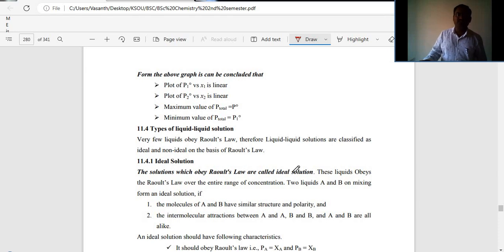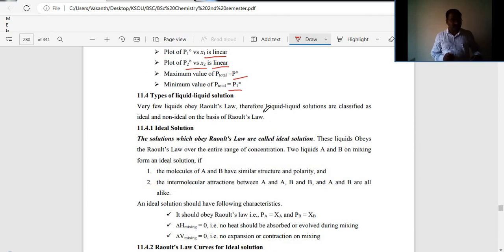From the above graph it can be concluded that the plot of P1 versus X1 is linear, and P2 versus X2 is linear. The maximum value of P total is equal to P2 naught, and the minimum value of P total is equal to P1 naught.